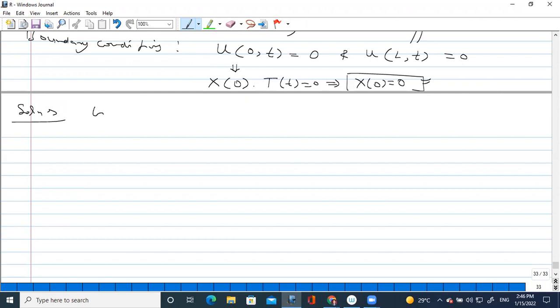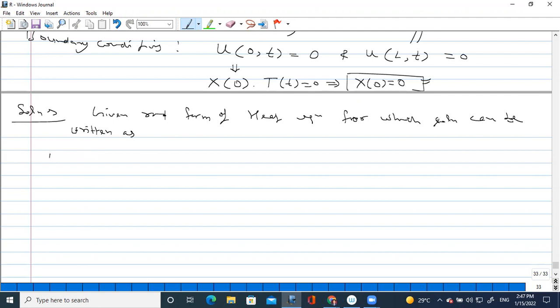You can say that given rod form a heat equation, for which solution can be written as u(x,t) is equal to a cos lambda x. This you can remember directly, b sin lambda x.